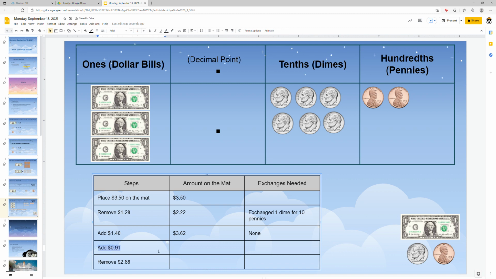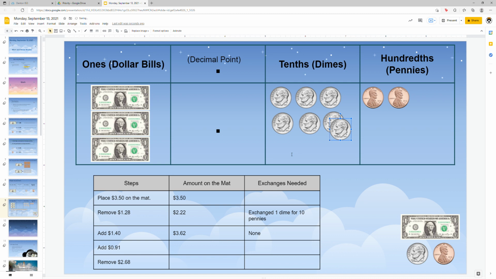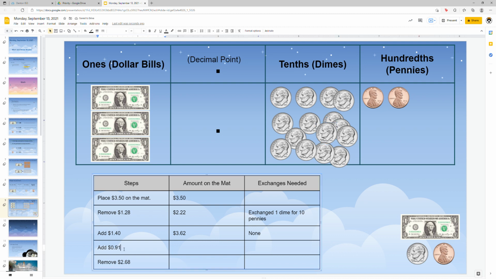We didn't have to exchange a dollar for coins or exchange a dime for pennies, so there were none. Next step, it says add 91 cents. So let's try. So I'm going to move these over a little bit to try and keep them on the mat in general, but I added 9 dimes or 90 cents here. They're all going to be stacked and messy for a bit, but I added 90 cents. I still need to add the hundredth or the 1 penny also.